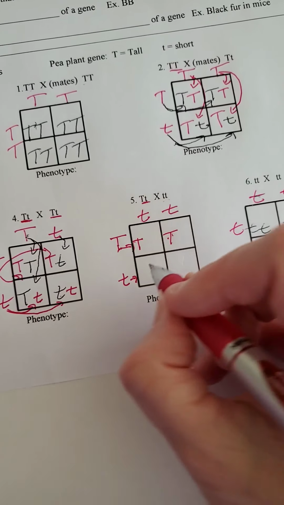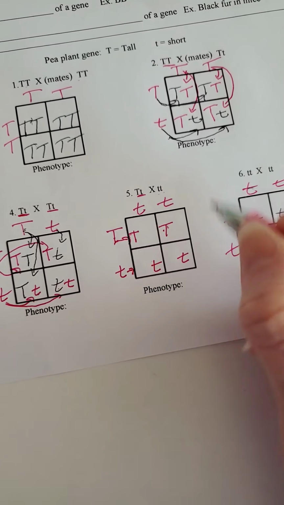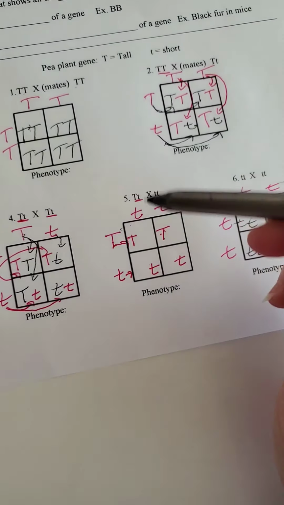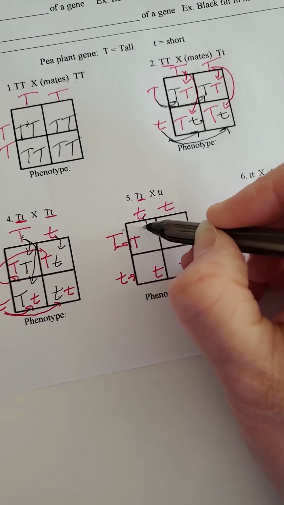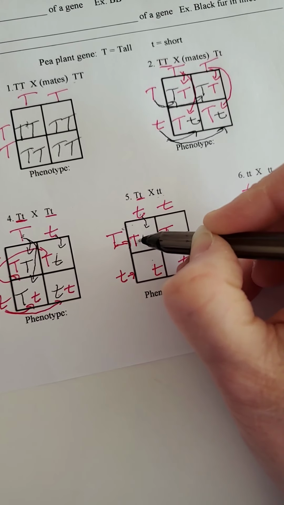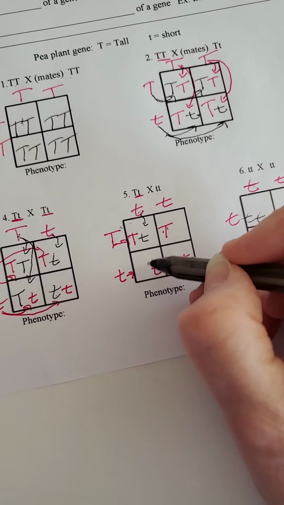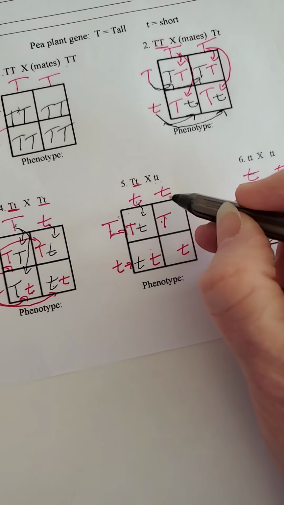Remember, we always put capitals first. So I'm just going to put it over here in this box on this side because we don't know what's at the top yet. So now I'm going to do my top. The little t is going to come down to both boxes. Well, it's got to go after the capital here. Here, they're both little t, so it doesn't really matter which one goes first.